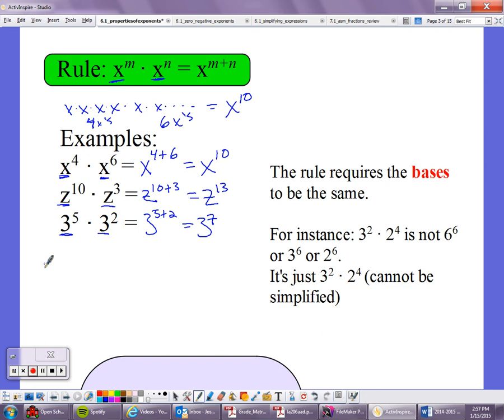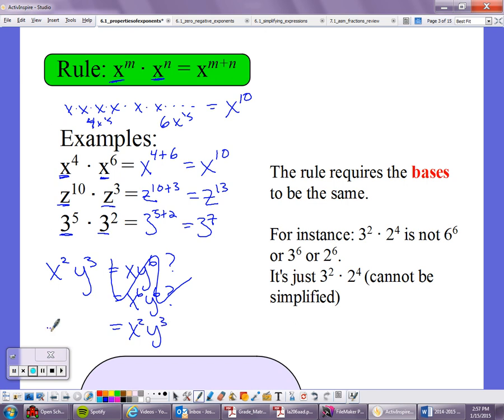So one thing you'll see sometimes is something like this: X squared times Y cubed. And you'll think, oh, is that X, Y to the 6th? Or is it maybe X to the 6th, Y to the 6th? Well, I'm not sure. No, it's none of these things. You know what it is? It's just X squared, Y cubed. There's nothing I can do to simplify that any further without knowing what X and Y are. I just have to leave it like this, X squared, Y cubed. All right, there you go.